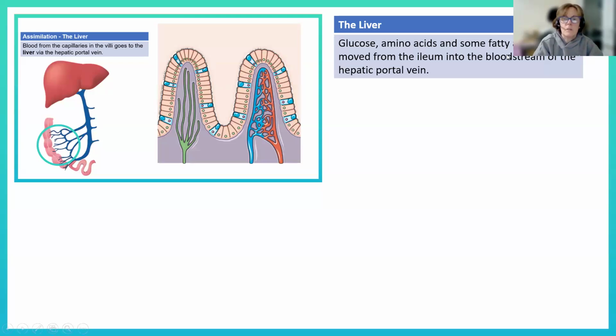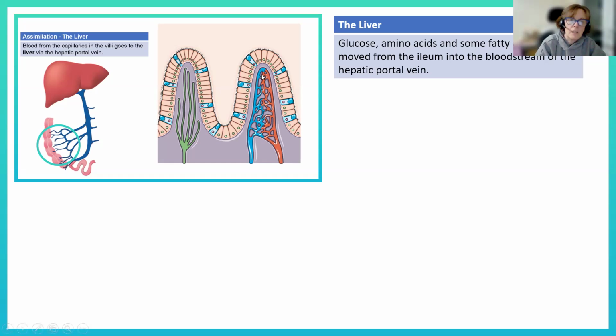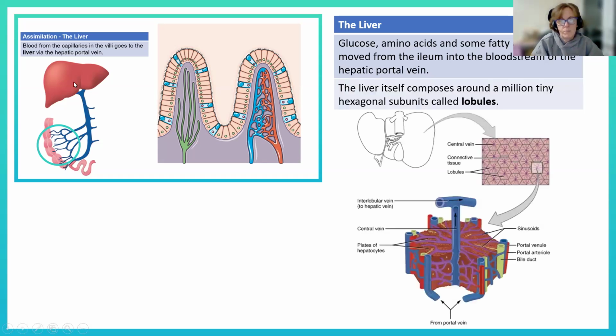Glucose and amino acids and some fatty acids are moved from the ileum, which is part of the small intestine, into the bloodstream of the hepatic portal vein. We had a look at this the other week, and we said that these capillaries here drained into the veins. You can see the small intestine there, and it drains into the hepatic portal vein, which takes the blood straight to the liver. So the liver is really important because it plays this detoxification role.